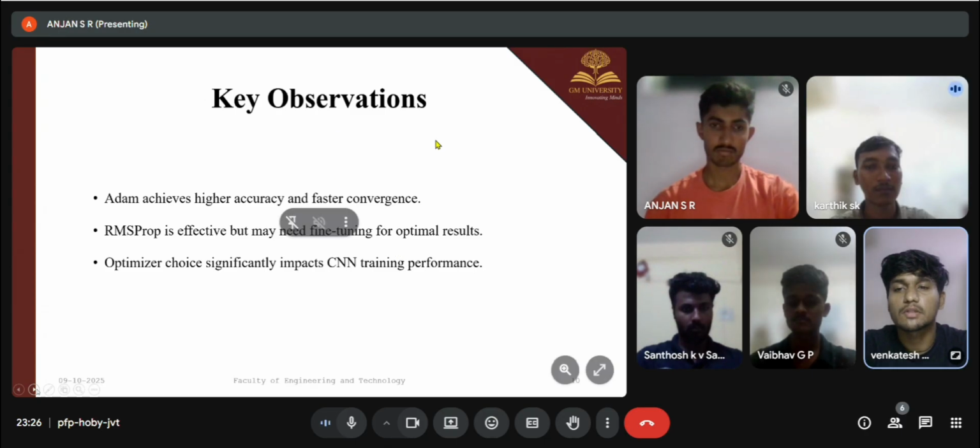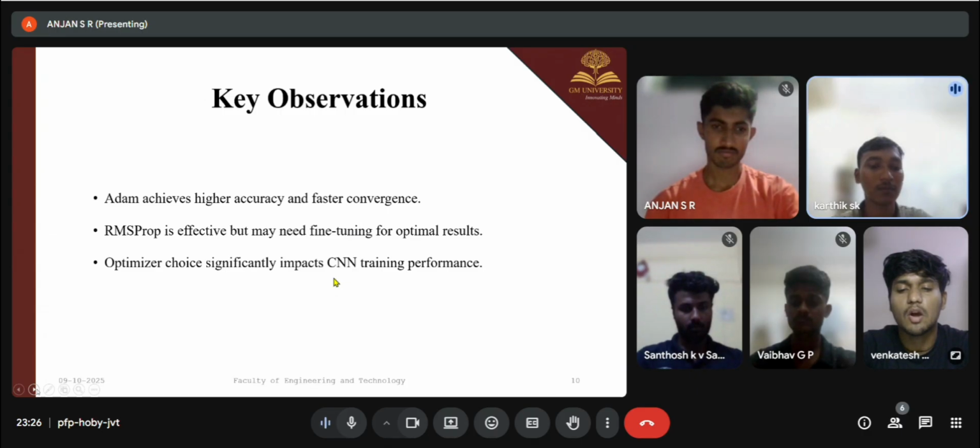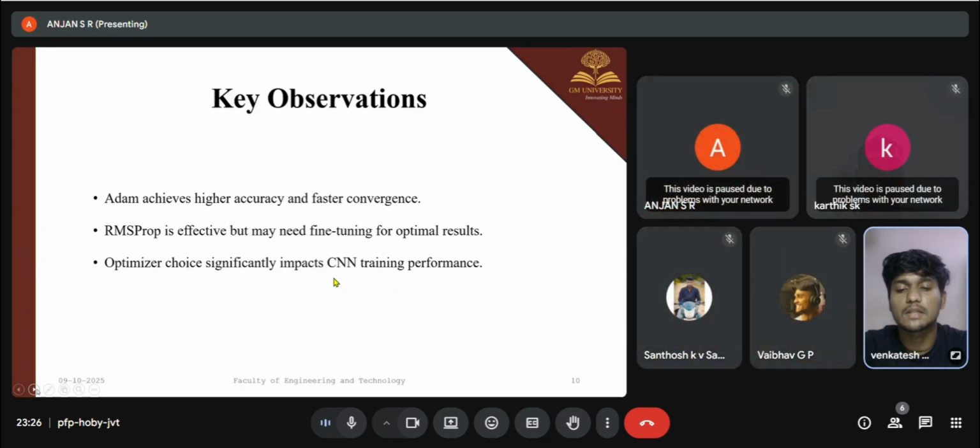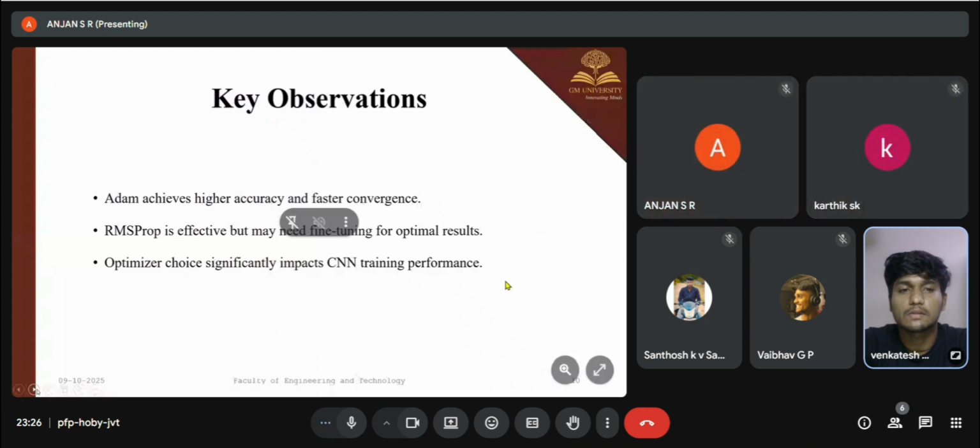Here are the key observations. Adam achieves higher accuracy and a faster convergence, making it a popular choice. RMSprop is effective but may require fine tuning for optimal results. Optimizer choice significantly impacts CNN training performance, emphasizing the importance of selecting the right optimizer for your specific problem. Next is continued by Santosh.